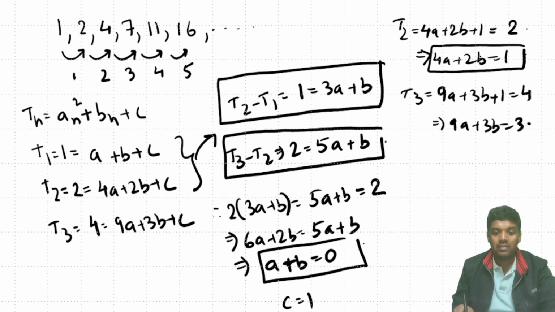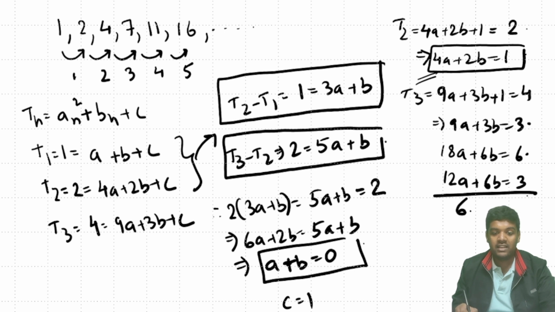ठीक है. आप एक काम करिए, इन दो इक्वेशन को सिंप्लीफाई करते हैं. तो 9a plus 3b equals to 3 और 18a plus 6b equals to 6. Now फर्स्ट इक्वेशन को आप 3 से मल्टीप्लाई कीजिए. So 12a plus 6b equals to 3. This implies that 6a, आप इन दोनों इक्वेशन को माइनस कीजिए, तो 6b कैंसिल. 6a equals to 3 और a equals to half. a equals to half हुआ तो b equals to minus half, क्योंकि a plus b equals to 0 है. तो आपका इक्वेशन आ गया.